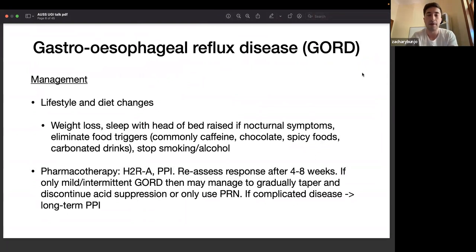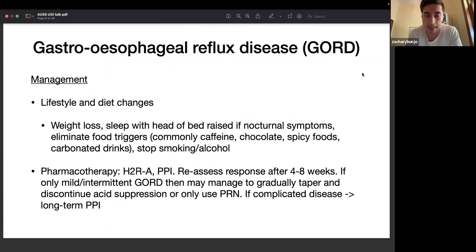Coming to the management of GORD, if you're giving an answer in an OSCE station or an exam, it's good in general to break up your management into non-pharmacological and pharmacological management. Your non-pharmacological management pins on lifestyle and dietary changes. So obviously things like weight loss and sleeping with the head of the bed raised, particularly if they've got nocturnal symptoms. Eliminating any food triggers, and listing here some of the common culprits, and they should obviously stop smoking and alcohol intake. Other things include avoiding heavy meals close to bedtime.